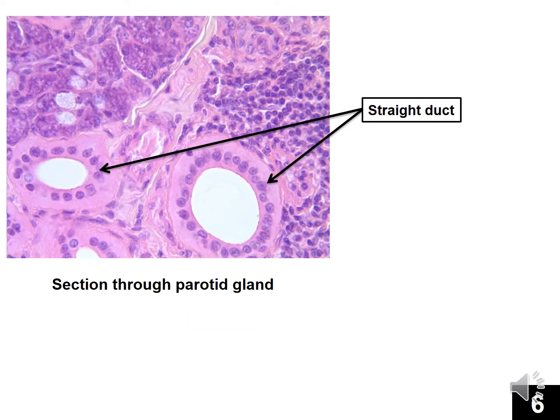Now again with this diagram you can see the straight duct. Notice the difference between them, so you know which is the straight duct. You can see the myoepithelial cell in the intercalated duct, between the basement membrane and the epithelial cell, and the epithelial cell is cuboidal. Here you do not see any myoepithelial cell.